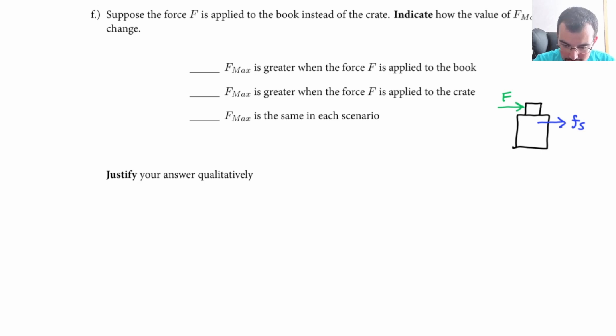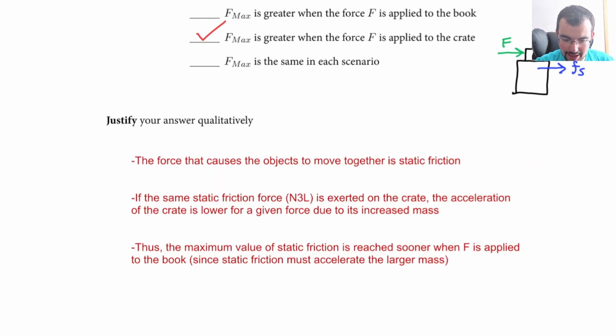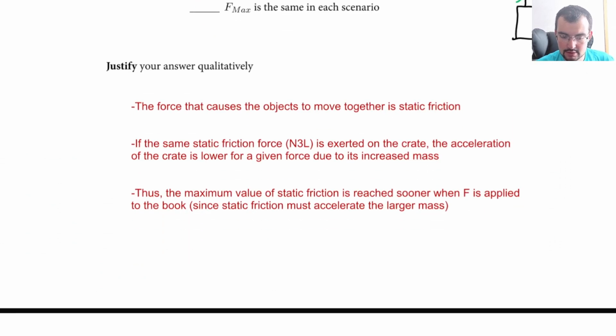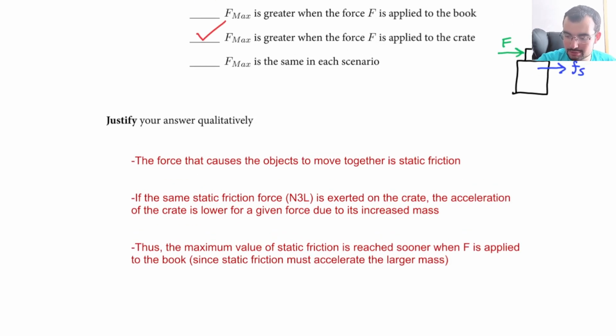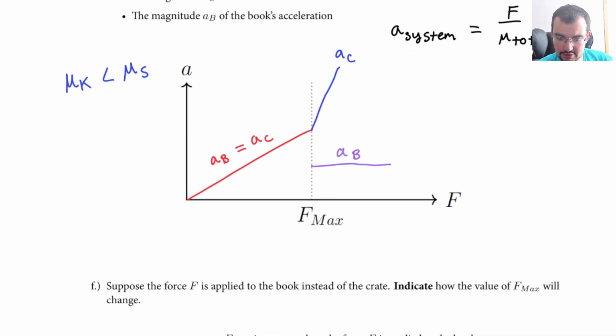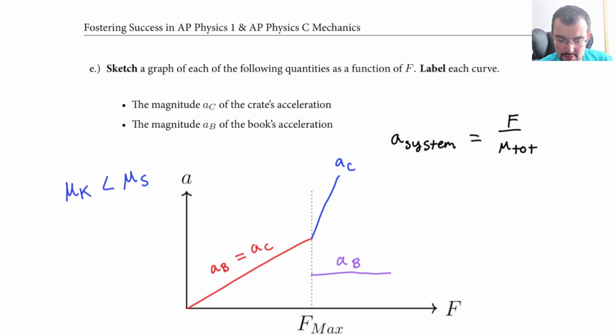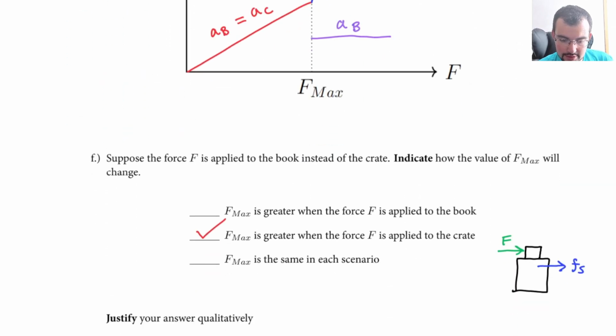F max is greater when the force is applied to the crate, because if you're applying the force to the book, static friction has to accelerate the heavier object, so static friction caps out at its max value first, because it's accelerating the heavier mass. So the max value is reached sooner when F is applied to the book, since static friction is responsible for accelerating the larger mass. Yeah, that graph is crazy. Can't believe that.